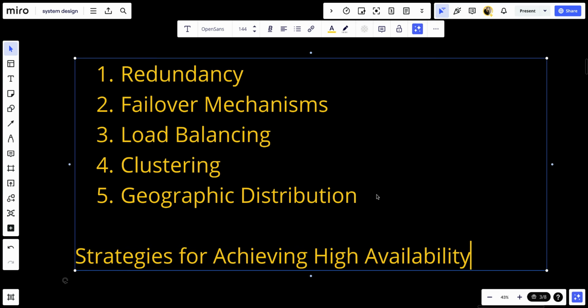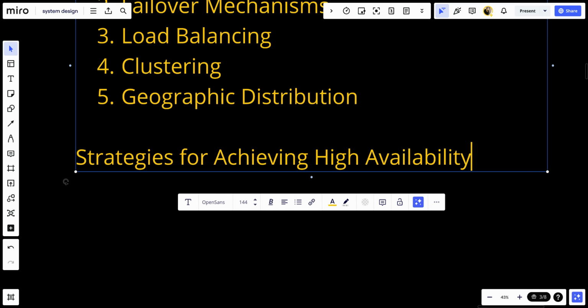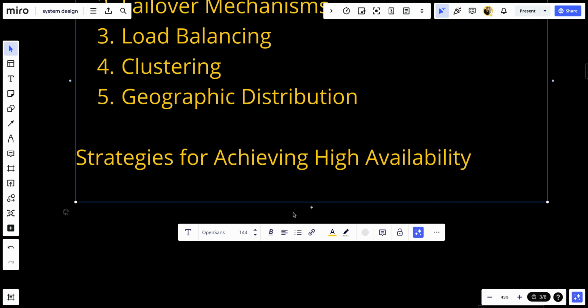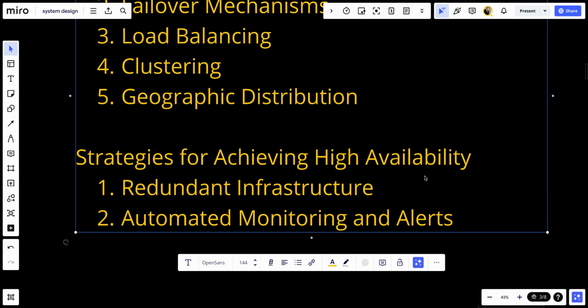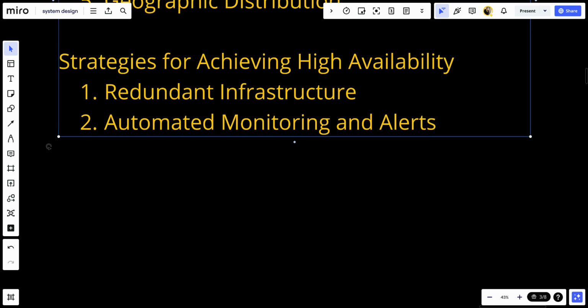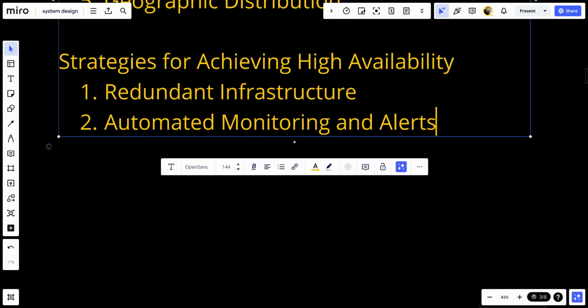Okay, so right now let's talk about some strategies for achieving high availability. Number one, we will talk about redundant infrastructure. So, using multiple redundant servers, power supplies, and network connections to avoid a single point of failure. Number two, automated monitoring and alerts. Continuous monitoring of system health with automated alerts and responses to potential issues before they cause downtime.